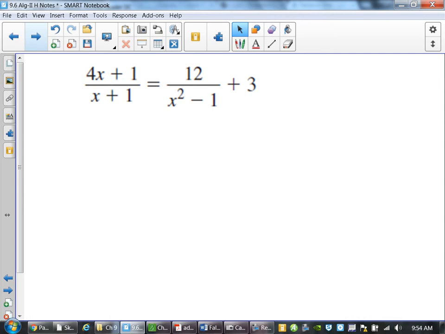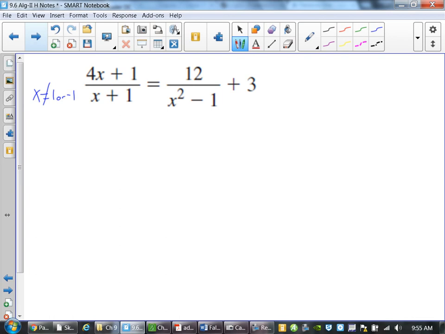For example, right away here, notice that I have variables in the denominator. Right away, what would my excluded values have to be? What can't x be? 1 and -1. Because on that secondary fraction here, I know that in the end, if I get x equal to 1 or -1, it won't work.